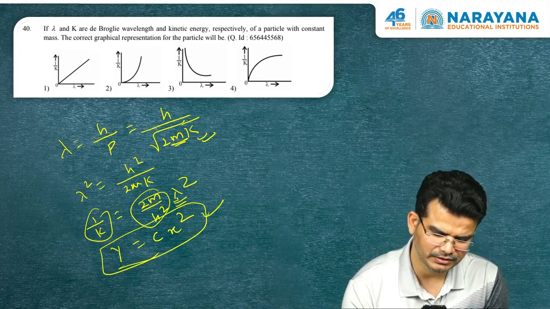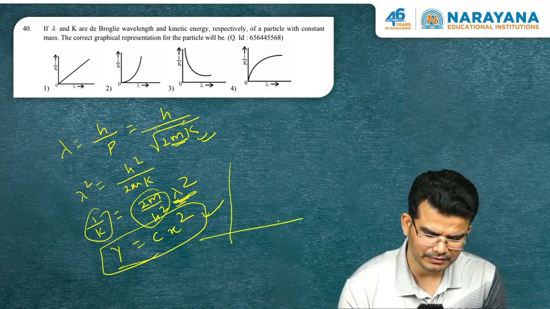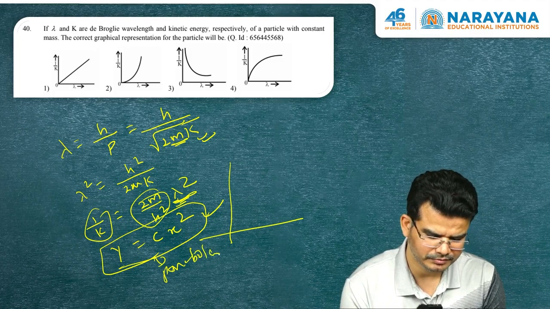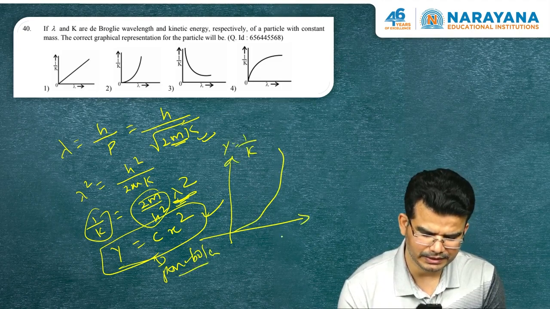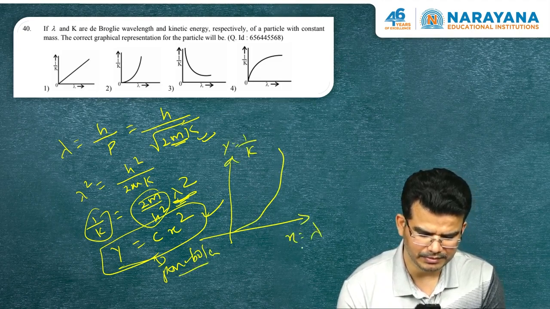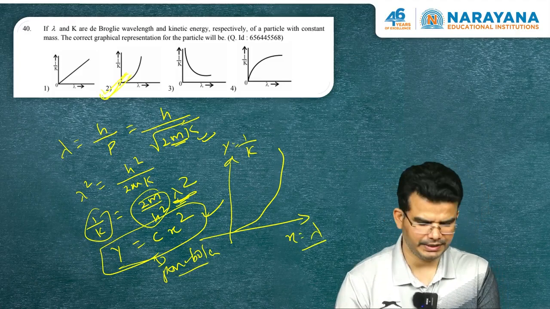Lambda is on the x axis, you can see. So, y equal to c x square. How is this graph? This is a parabola. This graph is definitely a parabola and it will be like this. Here y is actually 1 by k and here x is lambda. So, is there any such graph? Yes, graph number 2. 2 is the correct graph. Fine, moving to the next one.